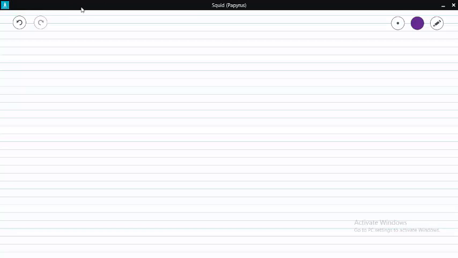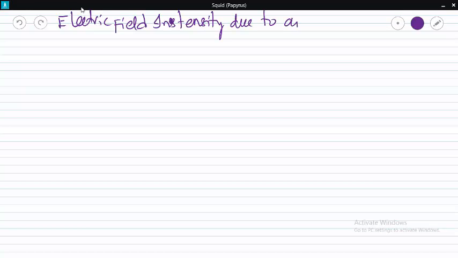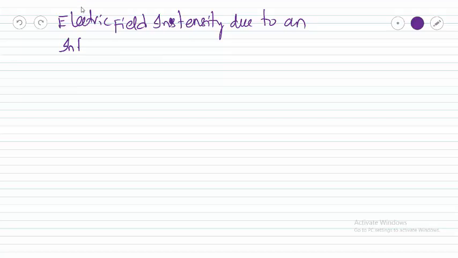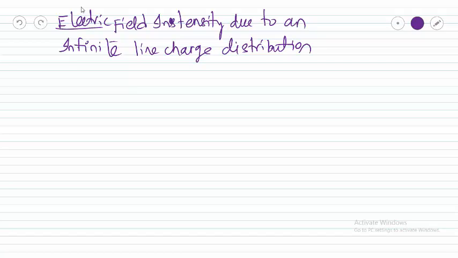Right. So, electric field intensity due to an infinite line charge distribution. This is what we are going to learn in this class. We will obtain an expression at the end.